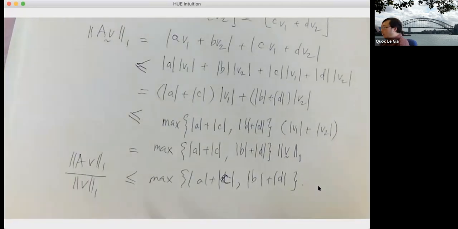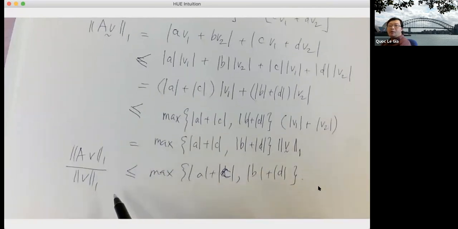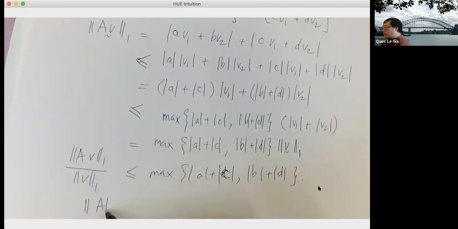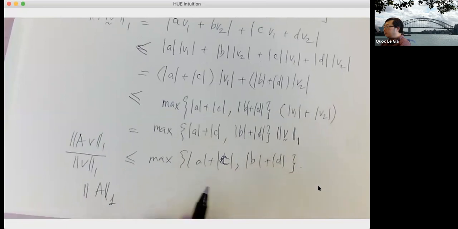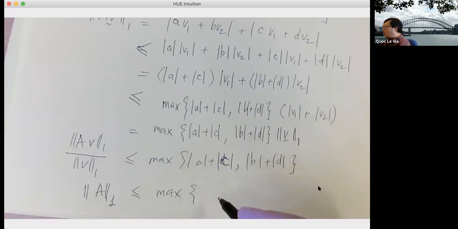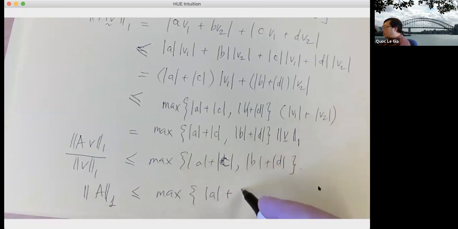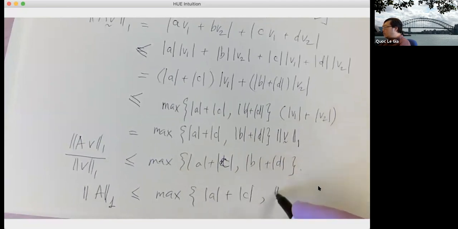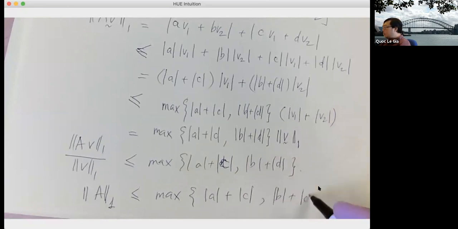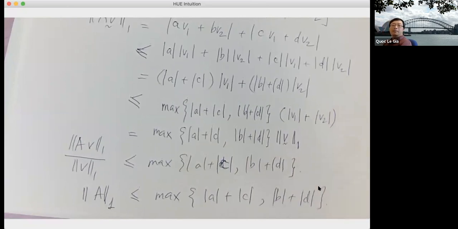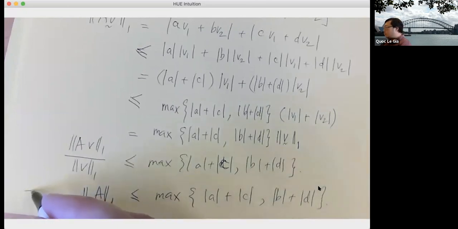And now I can take the maximal over the vector v. If I take the maximal over the vector v non-zero, then what I have is just the norm of a in the one norm, less than or equal to the max of a plus c in absolute value, b plus d. So this is the consequence.